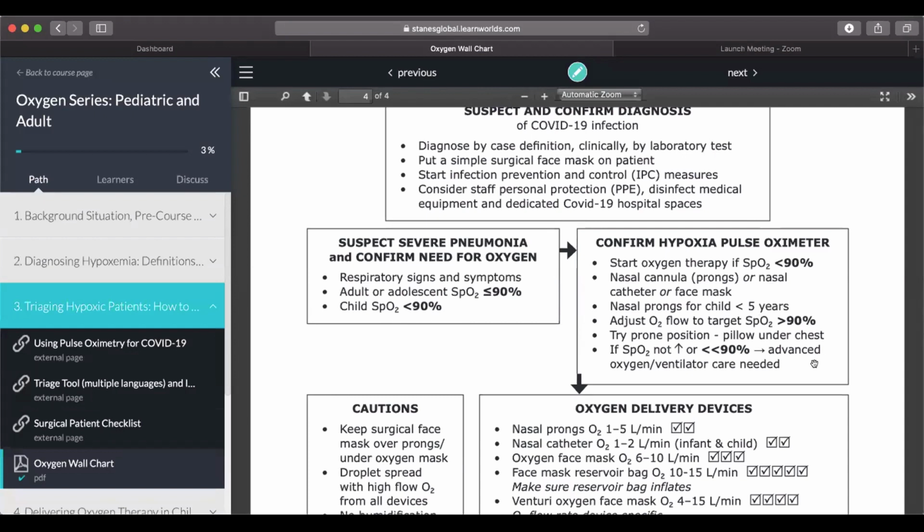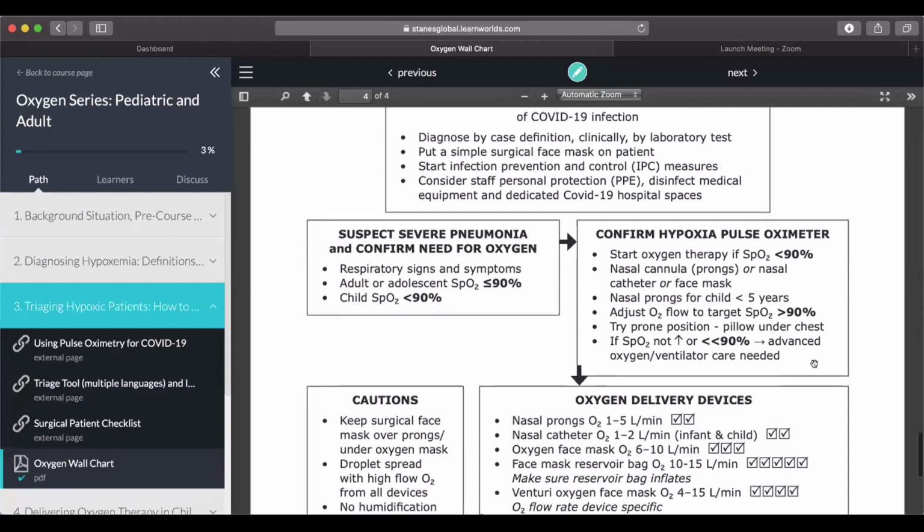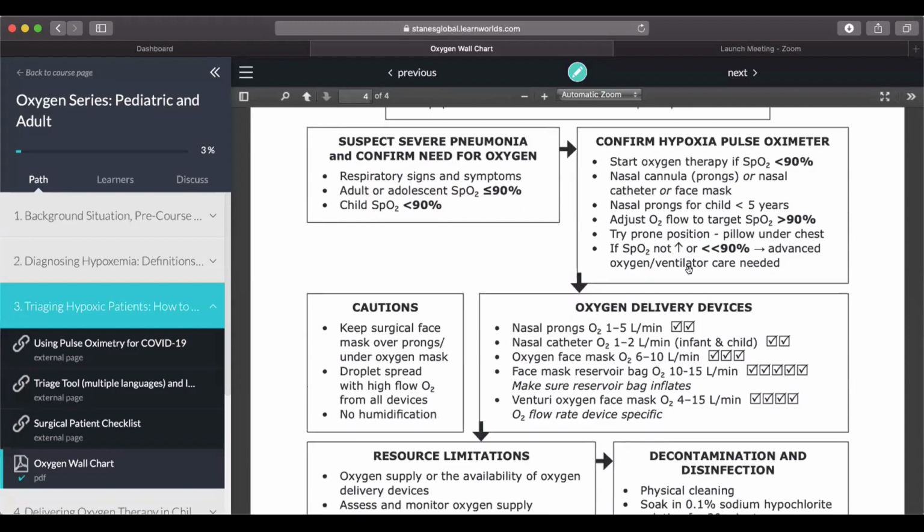We can talk more about prone position. Prone position can be used in the awake patient or in the intubated patient. If the SpO2, despite putting the oxygen on, doesn't increase to greater than 90, then you need to actually advance the level of care that you're providing to the patient. You can see that it reads here, if SpO2 not increased or is still remaining less than 90%, advance oxygen and ventilator care.